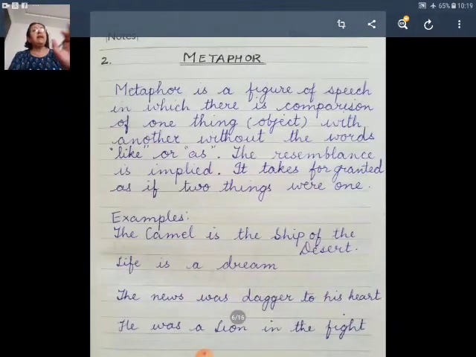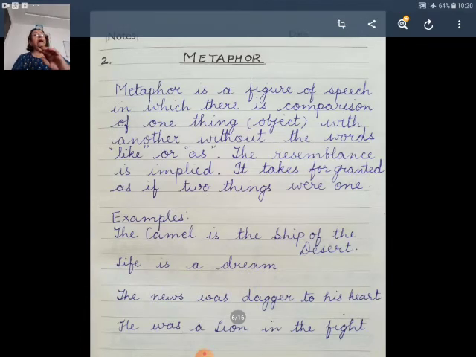We will take another figure of speech which is very important, and it is metaphor. Metaphor is another important figure of speech which is also a comparison, and the difference between a simile and a metaphor is that a metaphor is an implied comparison. There is no as or like or so in a metaphor. Example: camel is the ship of the desert. You don't say camel is like the ship of the desert. No, camel is the ship of the desert.